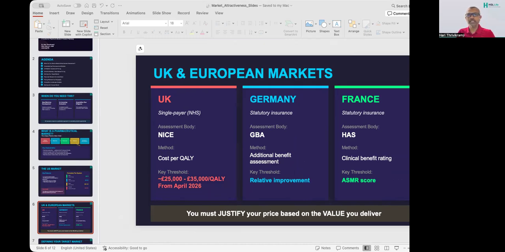The government, through the National Health Service, picks up the tab for medicines. Patients don't pay premiums, and it's funded through taxation. Because the government is paying, they want to make sure that they're getting value for money. And that's where the NICE organization comes in, the National Institute for Health and Care Excellence.